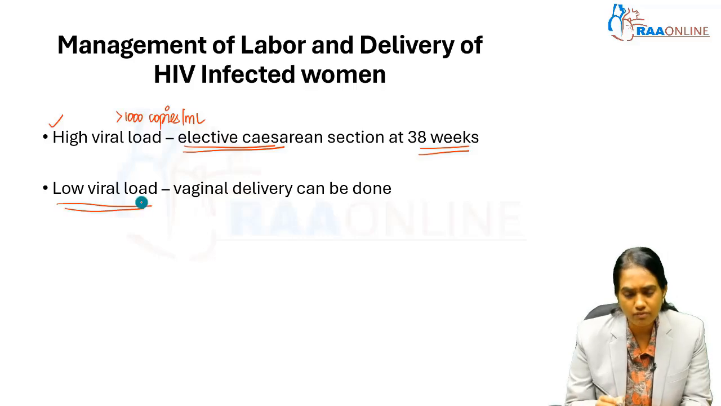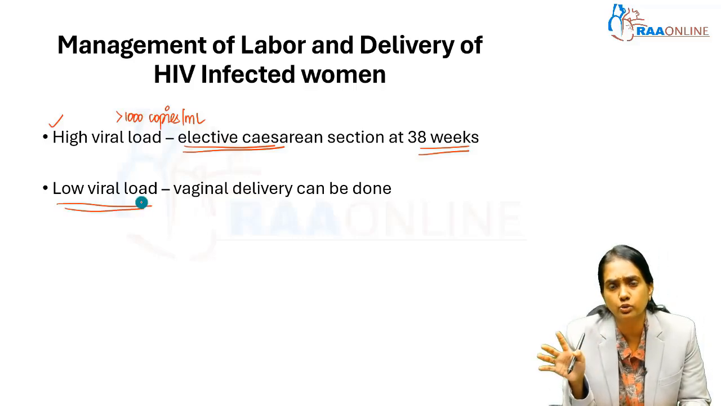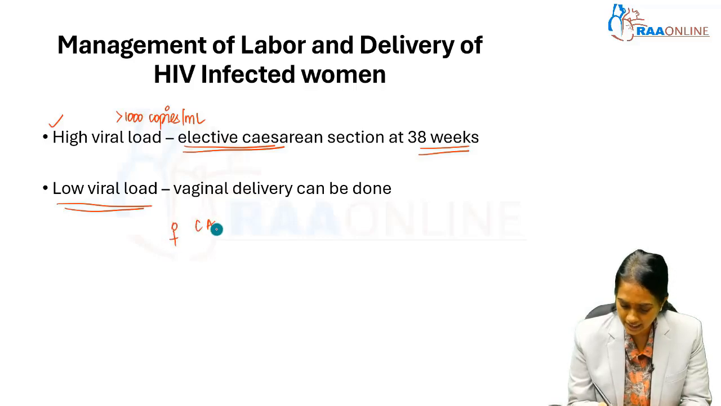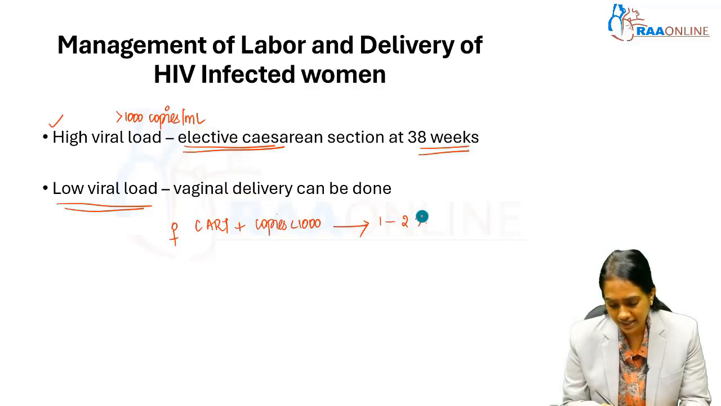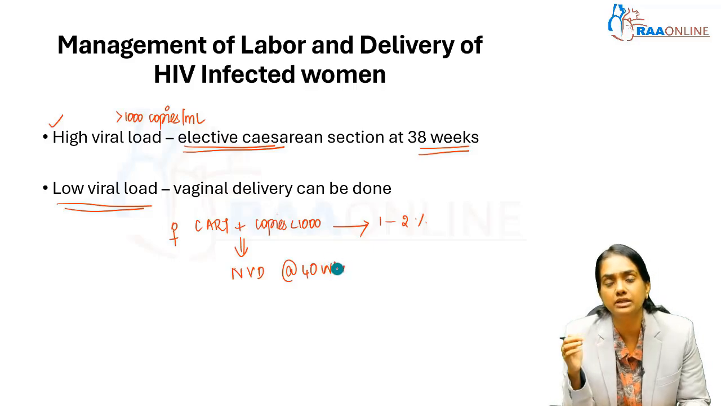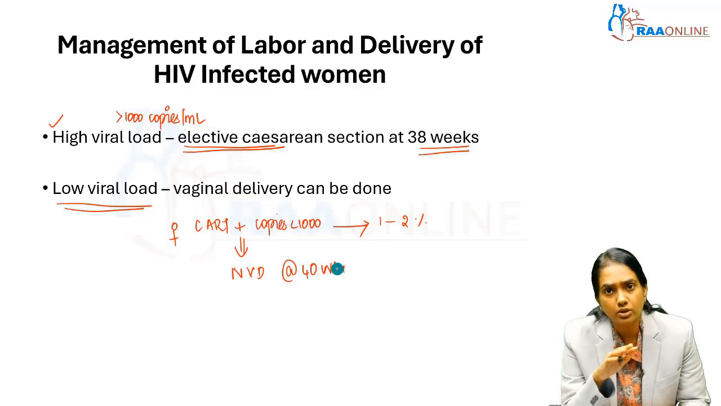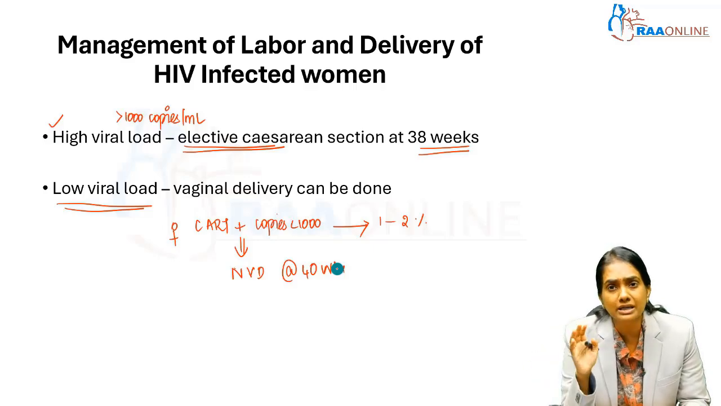In low viral load, the risk of transmission is very low. It is less than 1 to 2%. If the woman is on combined ART, the triple drug regimen, and the copies are less than 1000, then the risk of transmission is only 1 to 2%. In that case, you can go for a normal vaginal delivery, which can be done at 40 weeks. Even if the patient is presenting to you in labor with ruptured membranes, that is PROM, and the viral copy is less than 1000, you need not worry about the risk of infection because it is very low, only 1 to 2%. You can wait for spontaneous labor unless there's an obstetric indication to take up the patient for a cesarean section. You can do a normal delivery in a low viral load patient.